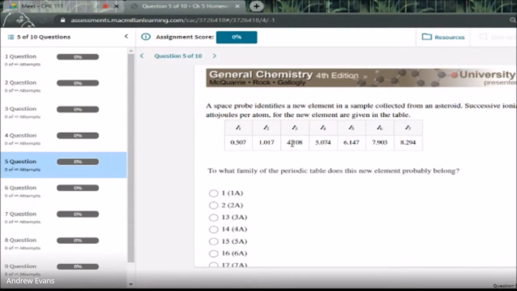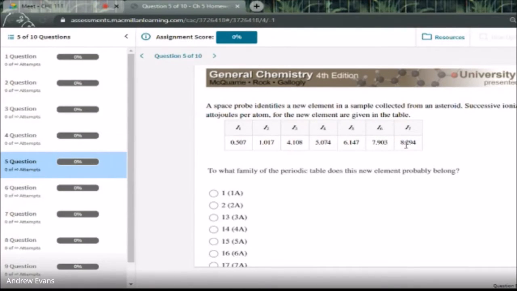However, I'm going to check the other ones just to make sure. So 1 to 4 might be my big jump, but I'm going to double check. It goes from 4 to 5, so it's only jumped by 1,000. 5 to about 6, it's only jumped by 1,000. 6 to close to 8, 7.9, it's only jumped by 1,000, maybe 2,000.